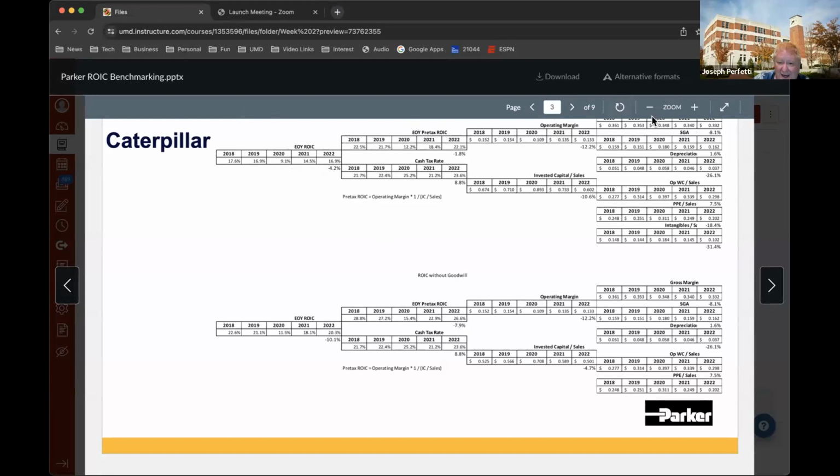So this side of the drivers is the income statement. This side of the drivers is the balance sheet. Income statement and balance sheet equals ROIC. So both statements are relevant to your ROIC.